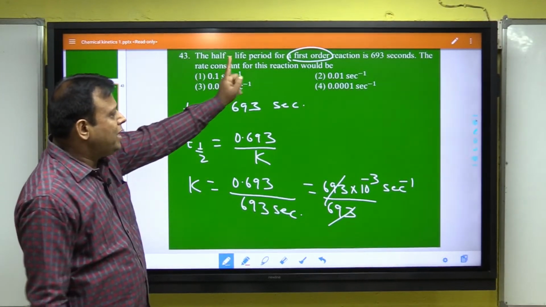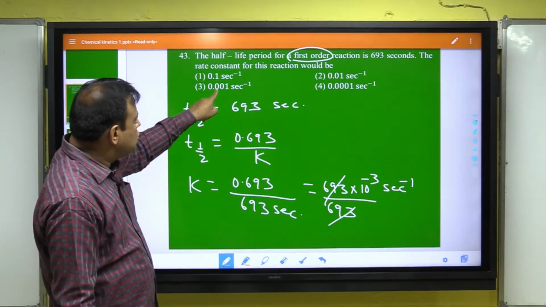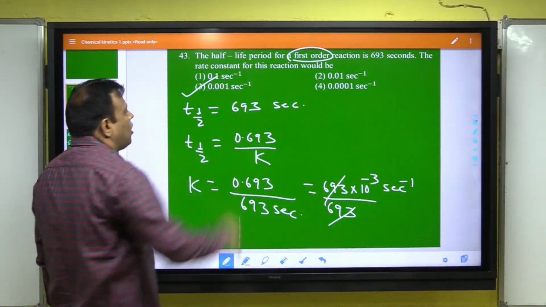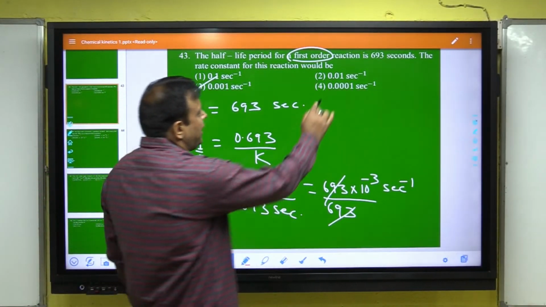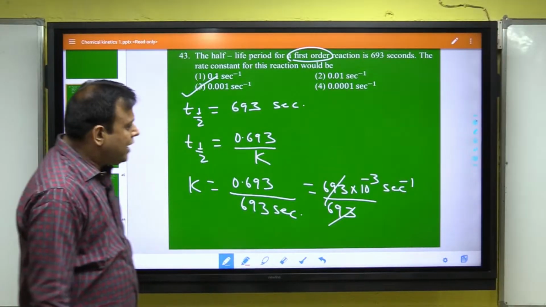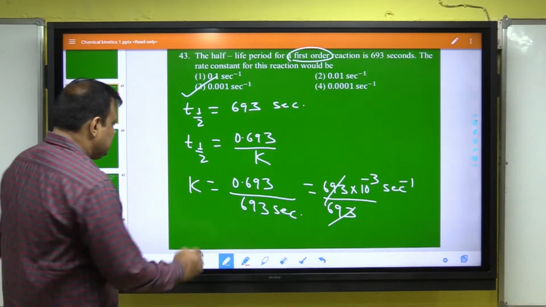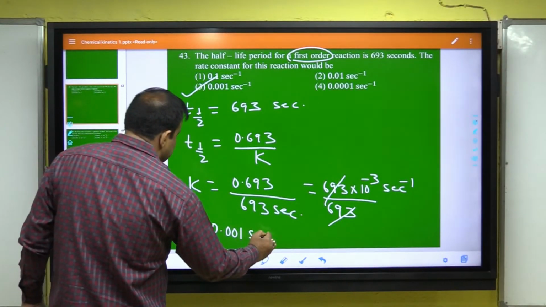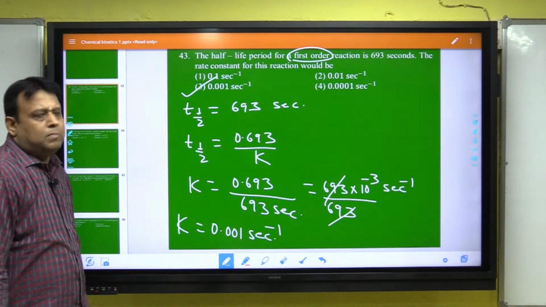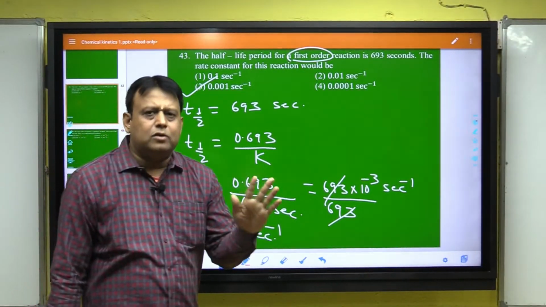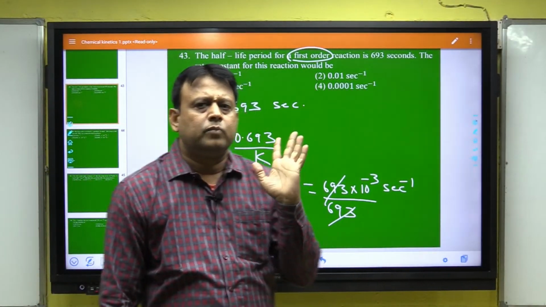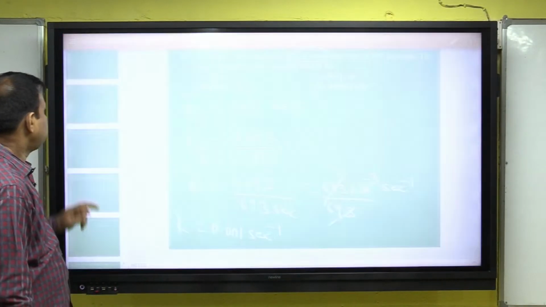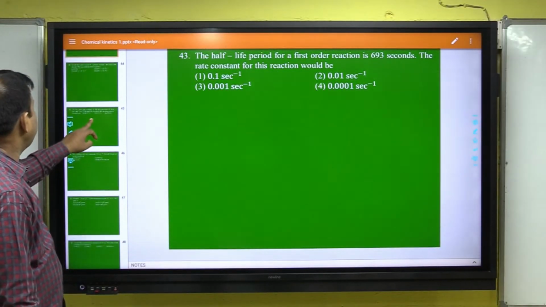Option first, 0.1, 0.01, 0.001. Yes, 10 to the power minus 3 second inverse. Option number 3 correct. It will be 10 to the power minus 4, not correct. And hence, answer K is equal to 0.001 second inverse. Most important and similar to your examination. Clear? Question number 43. Next. Question number 44.